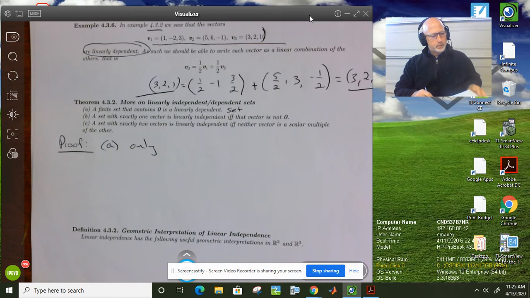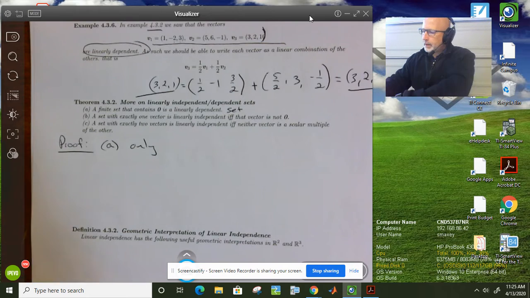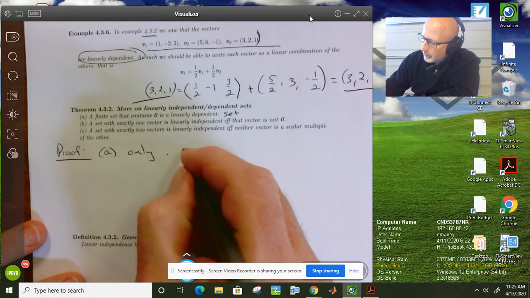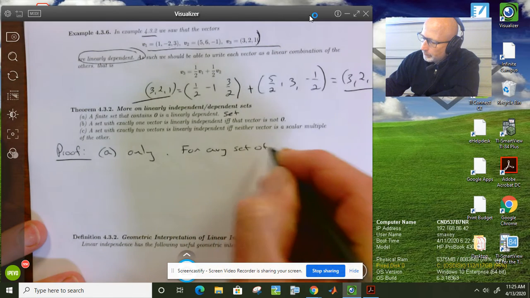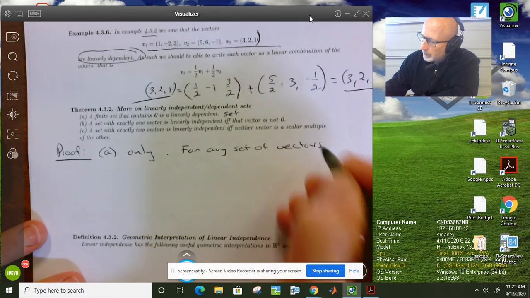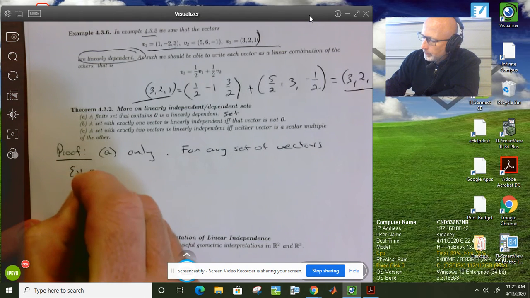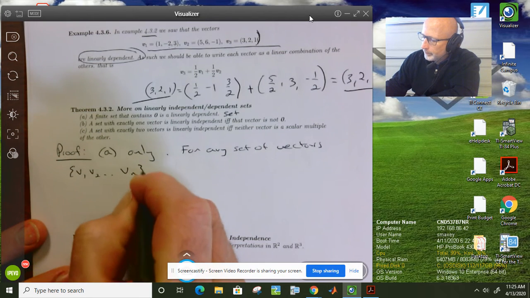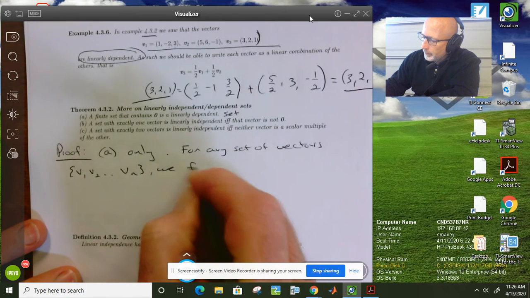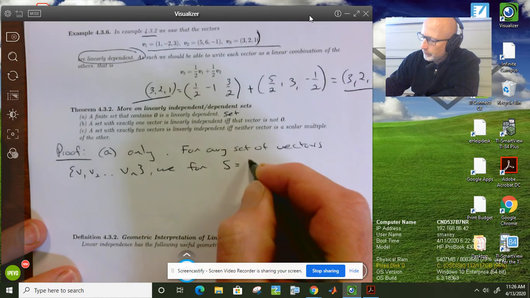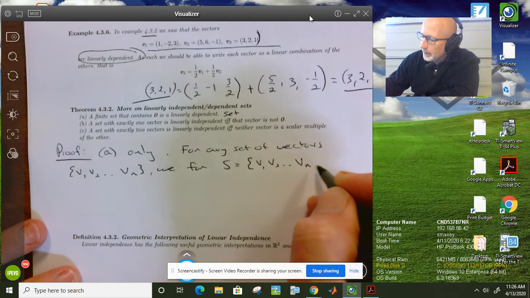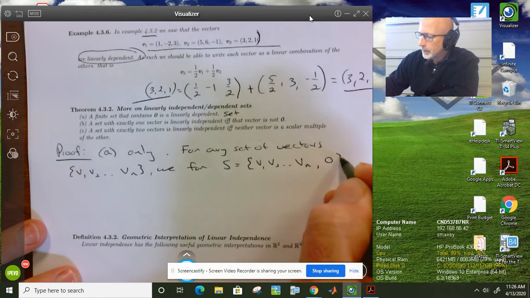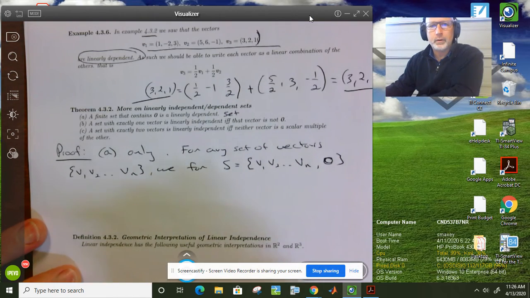Sorry, I just want to make sure I'm going with the same notes that I had before. For any set of vectors v1, v2, all the way up to vn, we form S, which is another set of vectors: v1, v2, all the way up to vn, comma, 0. And that's the 0 vector, so I'm placing 0 in there.